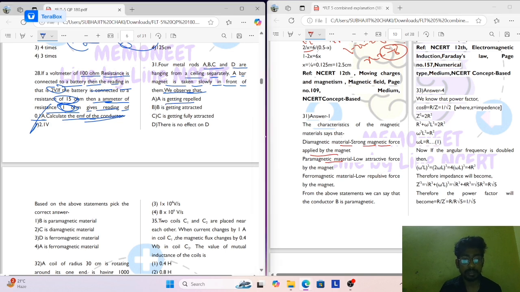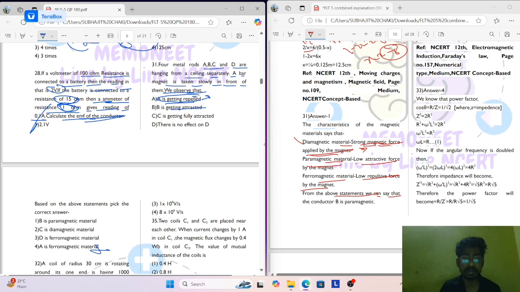A is getting repelled, means for a diamagnetic material, a strong magnetic force is applied by the magnet. Diamagnetic material, strong repelling force. Paramagnetic, low attractive force. Ferromagnetic material, low repulsive force. From the above statement, we can say that A is strongly repelled, so it is a diamagnetic material. A is diamagnetic, so therefore this option is already incorrect.